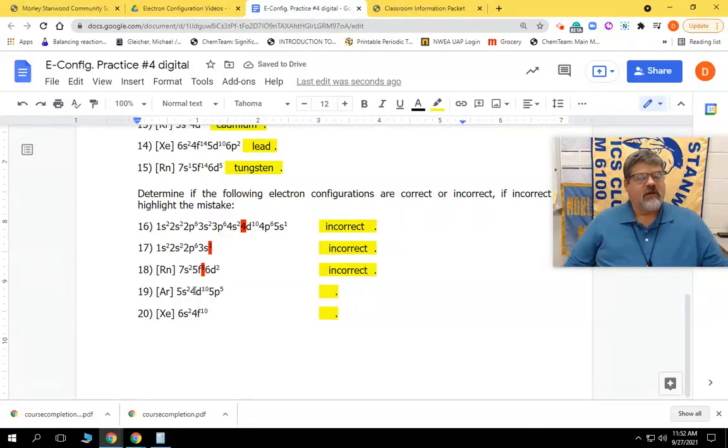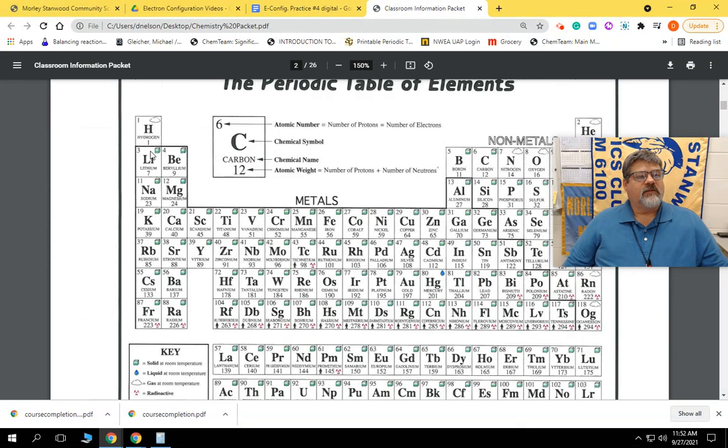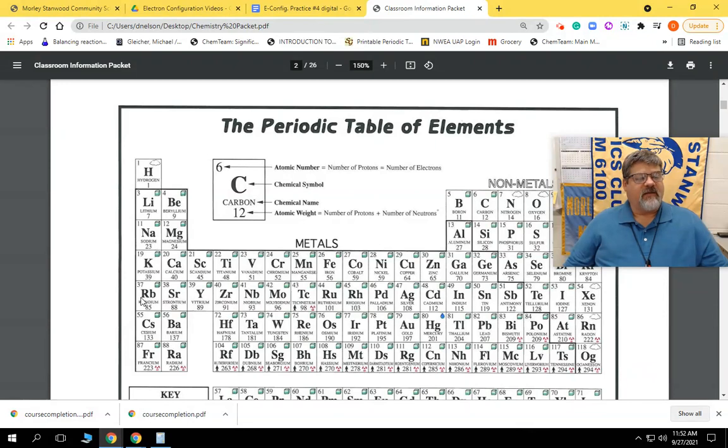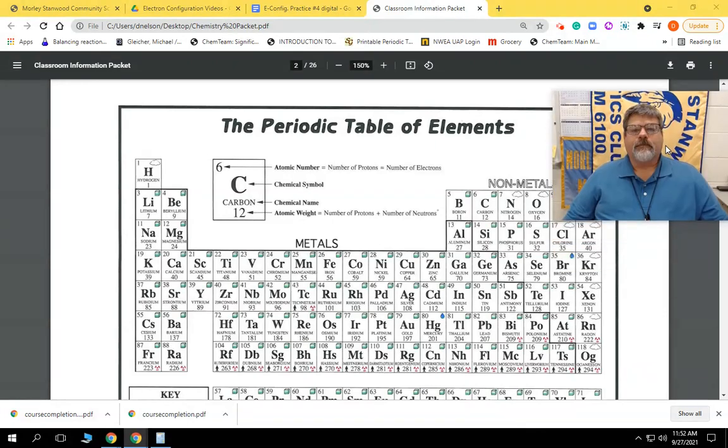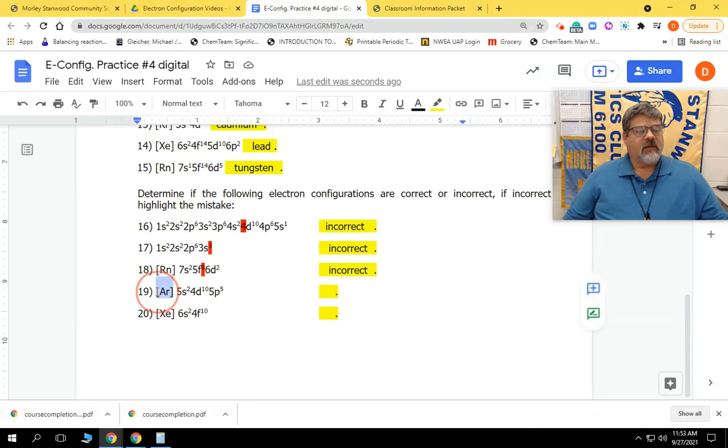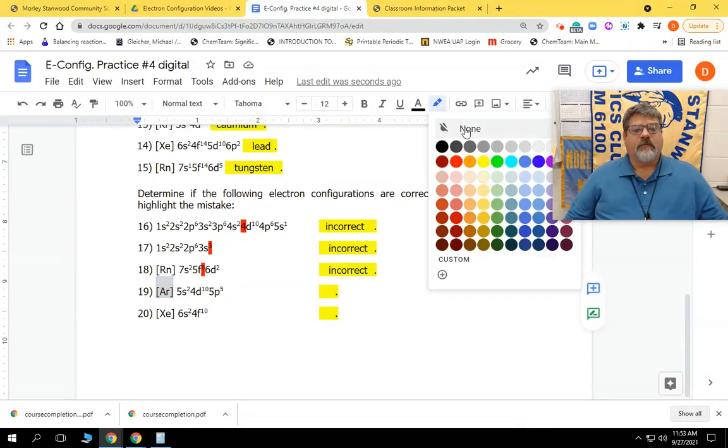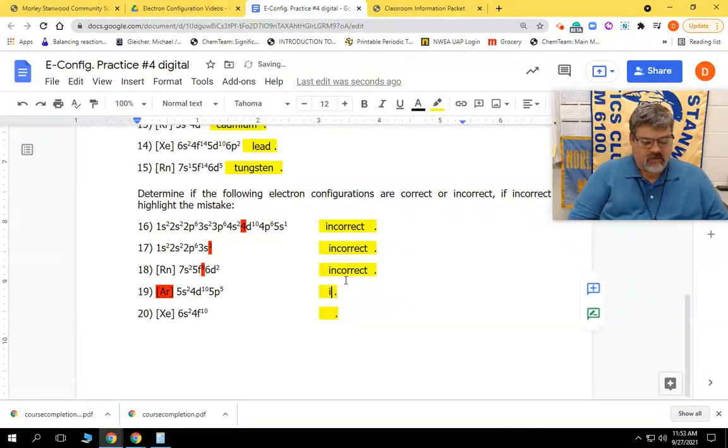Argon, 5s2, 4d10, 5p5. Okay, so let's see if there's a mistake with this one. So let's go 5s2. So 1, 2, 3, 4, 5. Then I have to go with the previous noble gas. So 1, 2, 3, 4, 5 again. Here's my previous noble gas is up 1 all the way over. Should be krypton. Was it krypton? No, it wasn't krypton. It was argon. So there's our mistake right there. I'm going to highlight that one. I want to say that that one was incorrect. We're on to 20.